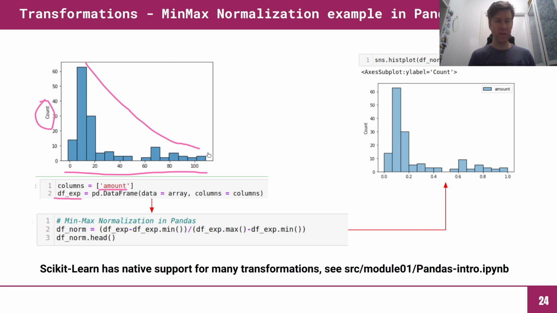Now, to normalize this particular feature called amount, we can apply the following code. We can get a data frame back called df_norm by subtracting the minimum value from all of the amounts from every row. So for every row, we're going to subtract the minimum value, and then we're going to divide it by the maximum value minus the minimum value. And what you'll end up with is the following distribution of amounts.